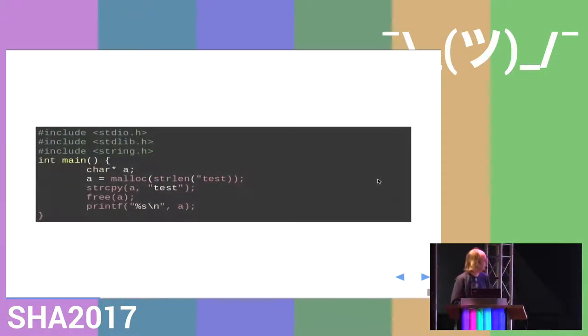This is another example. This is a classic use after free bug. With use after free, it's kind of unpredictable what happens if you just run that code. So what we're doing here is, okay, we're allocating some memory, and then we're copying a string to it, and then we're freeing that memory.